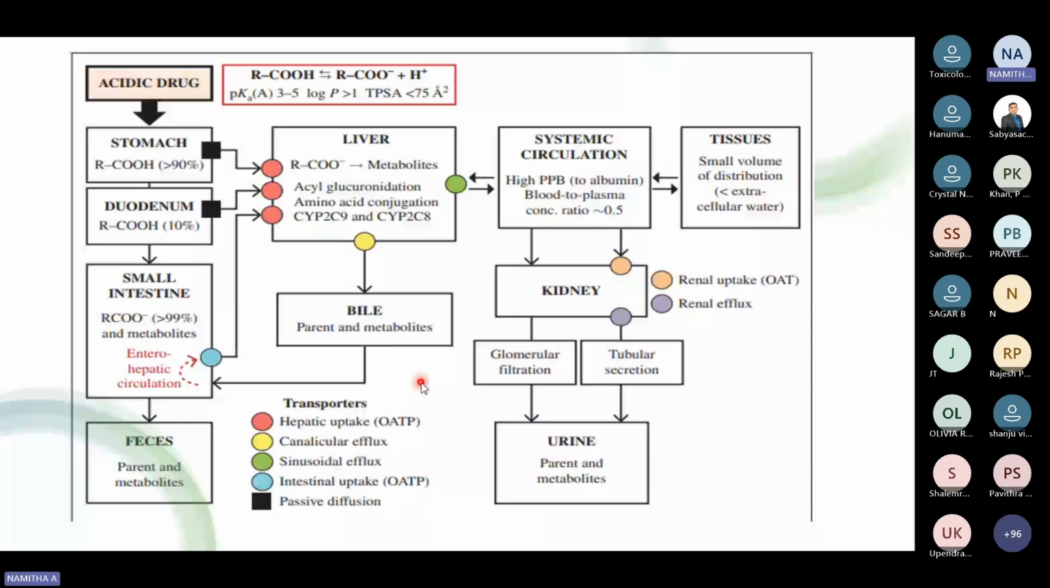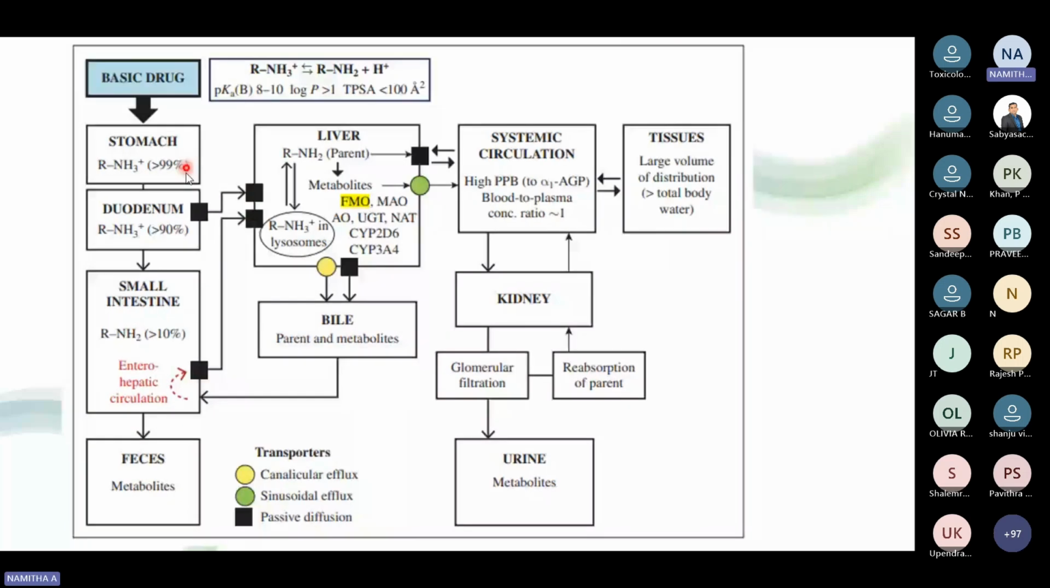Whereas when it comes to the basic drugs, it enters the stomach. In the stomach, it is not absorbed.